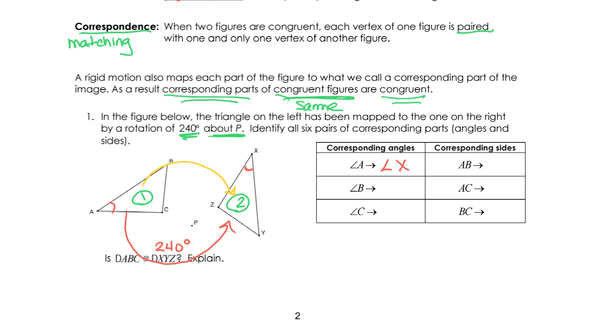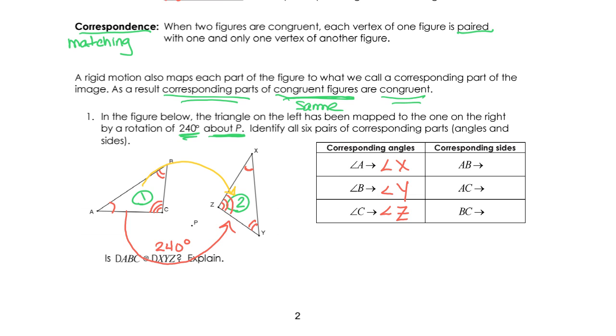All right. Angle B is my next one. I'm going to give it 2 arc marks because it's going to go ahead and match up with angle Y. And angle C is going to match up with the last angle, angle Z. And so we figured out that angle A corresponds to angle X, angle B corresponds to angle Y, and angle C corresponds to angle Z. All right, guys, so now the sides.